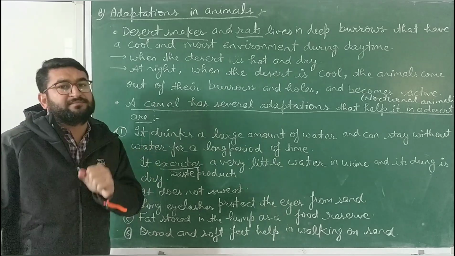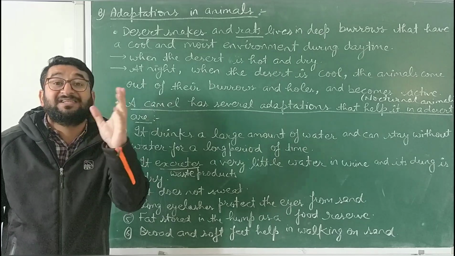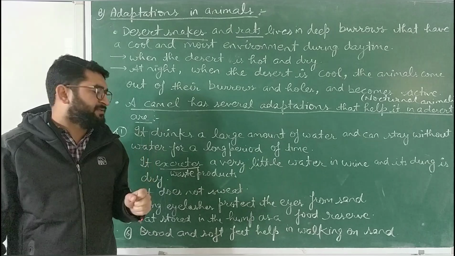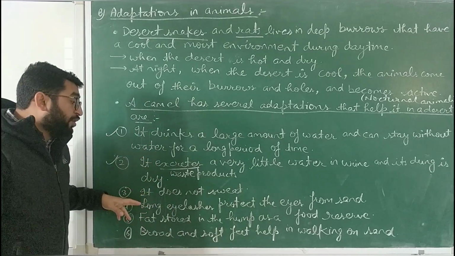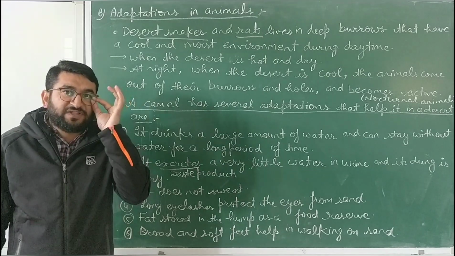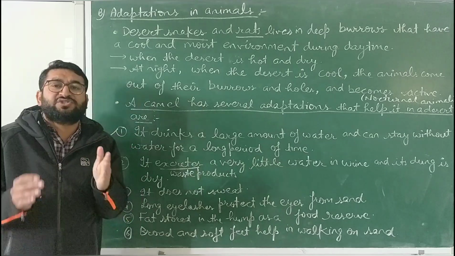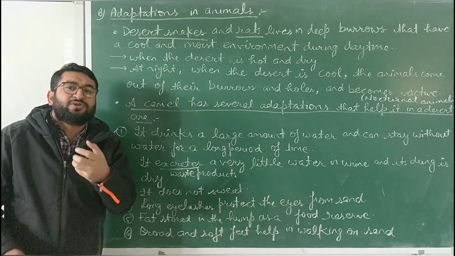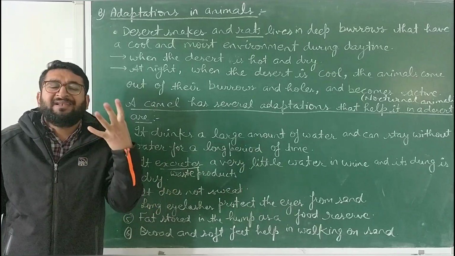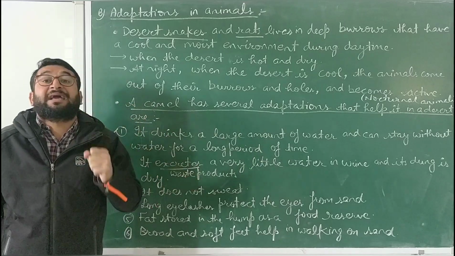It does not sweat. It has very few sweat glands in its skin. अगर पसीना आएगा तो ज्यादा पानी का लॉस होगा. Next, long eyelashes protect the eye from the sand. The size of the eyelashes is quite large. Why? Because these eyelashes do not allow the sand to enter into the eyes. So these long eyelashes help in the protection of the eyes of a camel.